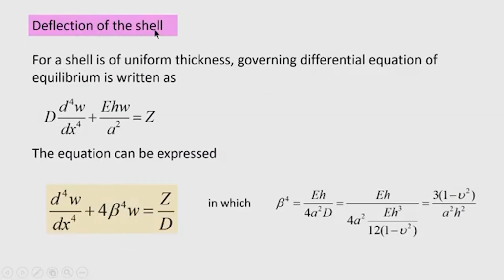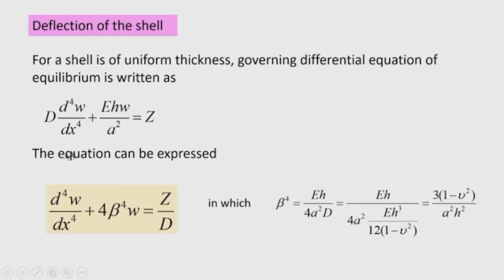We take the governing equation for the deflection of the shell. If the thickness of the shell is uniform, then the governing differential equation for the bending of the shell is given by D d to the power 4 w by d x 4 plus E h w by a square equal to Z, where Z is the radial load, that is the load acting in the radial direction normal to the surface.